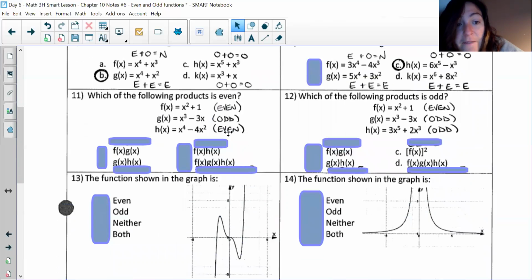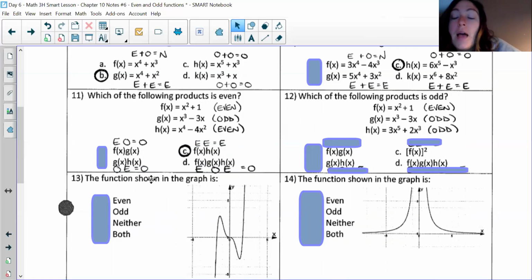So if I take f of x times g of x, that's an even times an odd, which is odd. G of x times h of x, that's an odd times an even, which is odd. F of x times h of x, that's an even times an even, which is even. And f of x times g of x times h of x is even times an odd, which is odd, times an even, which is odd. So we have C being our answer, f of x times h of x.